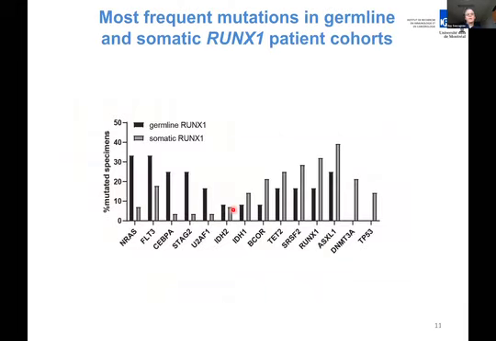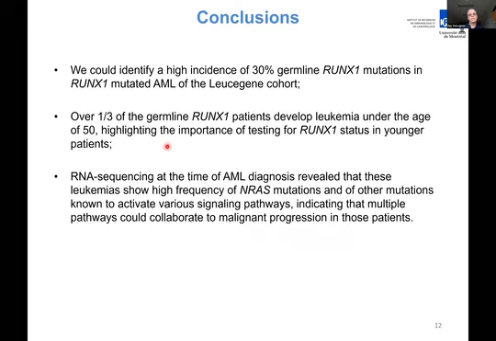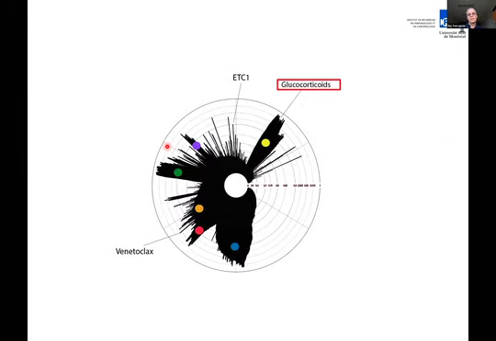Okay, here you're looking at the most frequent mutations in germline versus somatic RUNX1. I mean, it's a small series. It's tough to make any intelligent conclusion. Maybe a tendency to have more NRAS mutation in the germline than the somatic, but that's all we could say with this. And so the conclusion is basically what I just said.